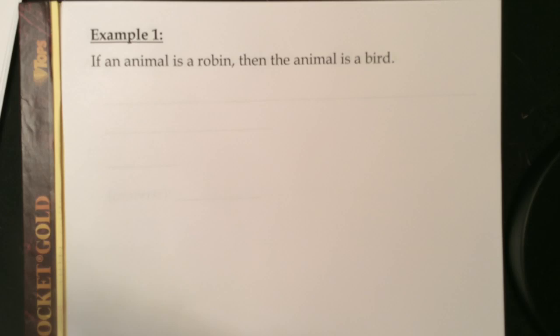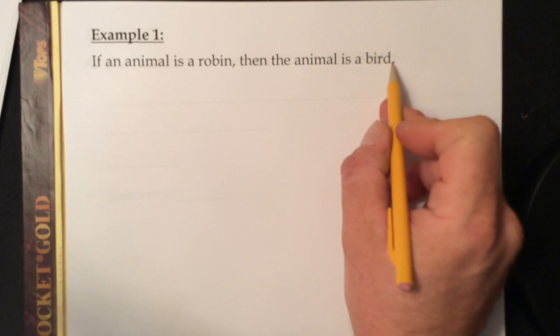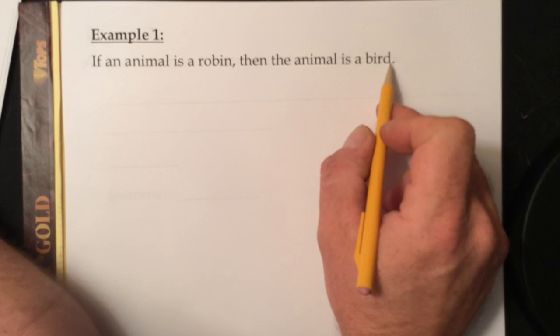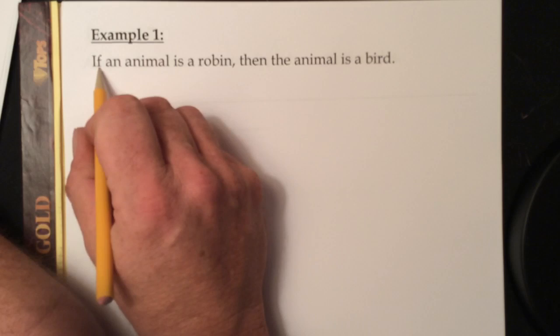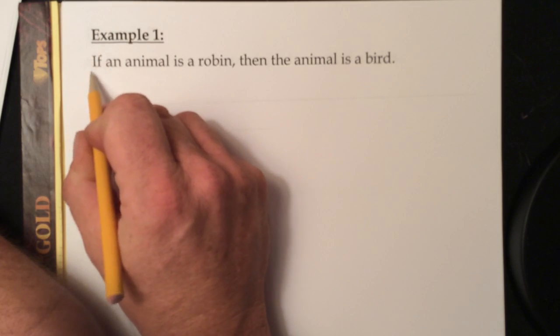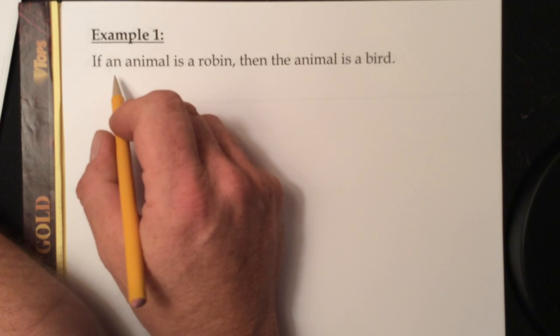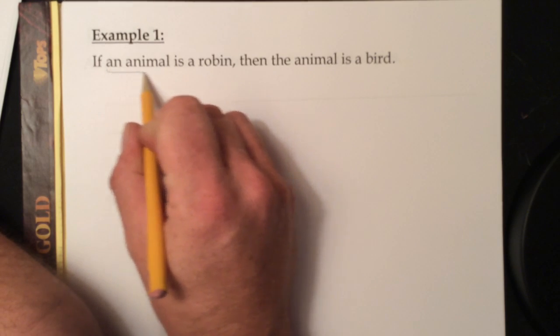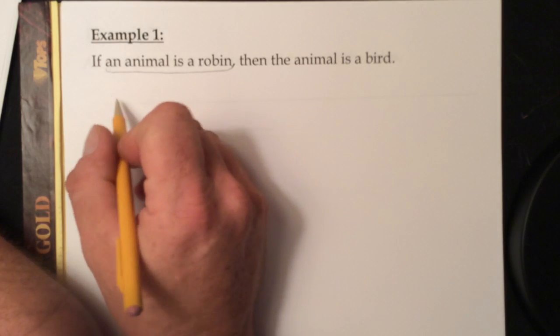Example 1. In this example, you'll learn to identify parts of a conditional statement. Identify the hypothesis and conclusion of the following conditional statement. If an animal is a robin, then the animal is a bird. We know this is a conditional statement because there's two parts to it, and especially since we have the word if, a qualifier word that gives us a condition. Well, the condition in a conditional statement is called the hypothesis, so this right here is the hypothesis, whatever comes after the if, basically, as a sentence.